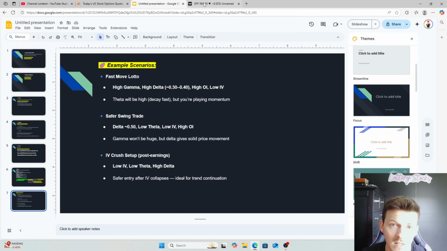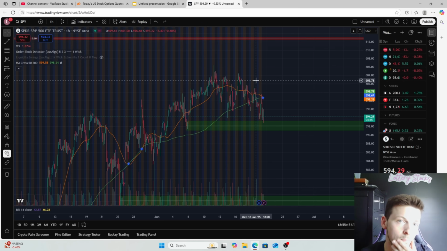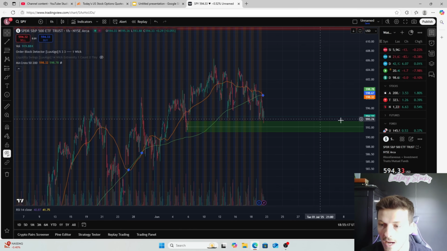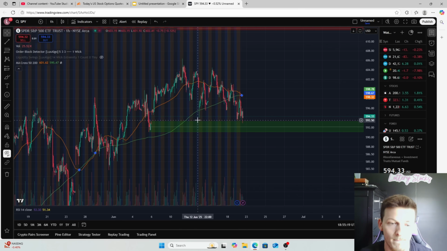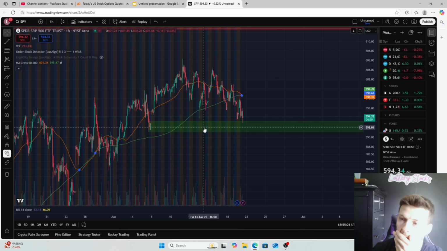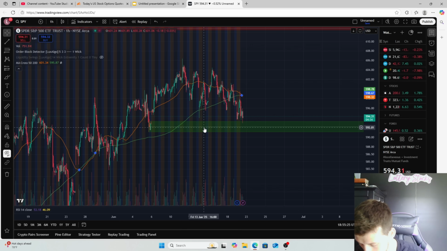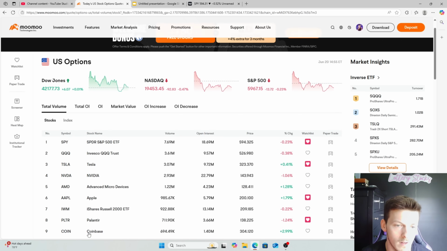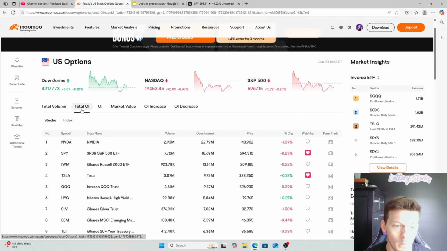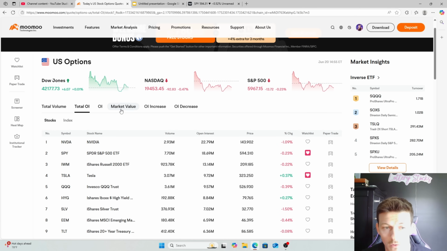Now, let me tell you a good example, and I'll find one right now. SPY is trading at 594.33. Let me open up Moomoo real quick so I can look at the options. First of all, just a cool thing you can look at: you can look at total open interest on the plays in the options market over on Moomoo. You can also look at open interest increases.